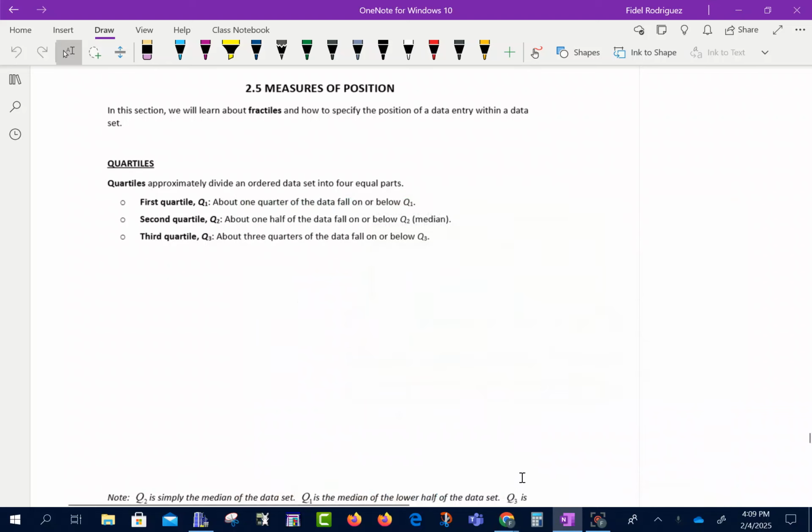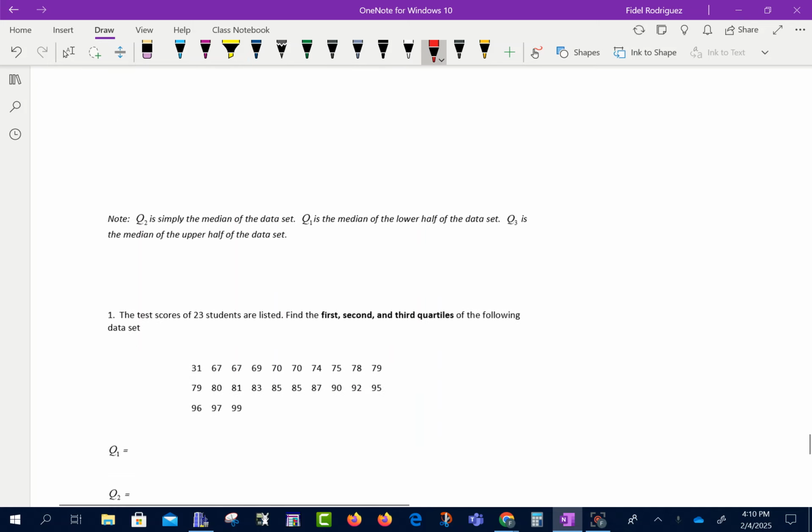All right, y'all. So, section 2.5, we're going to talk about these ideas called quartiles. The first quartile, we're going to call it Q1, and it says about a quarter of the information is going to fall on or below Q1. The second quartile is just the median. So, half of our information is going to be below the median. And then the third quartile, Q3, says about three quarters of the data is going to fall on or below Q3. So let's see what we can do here.